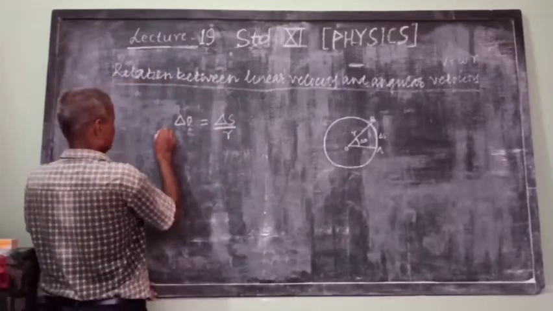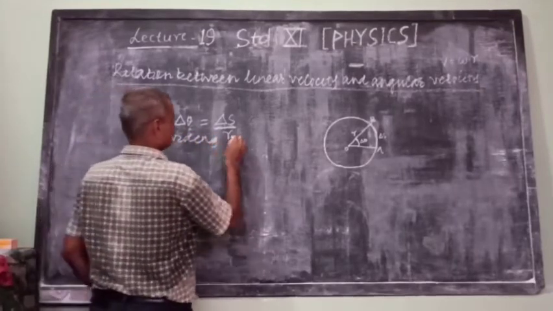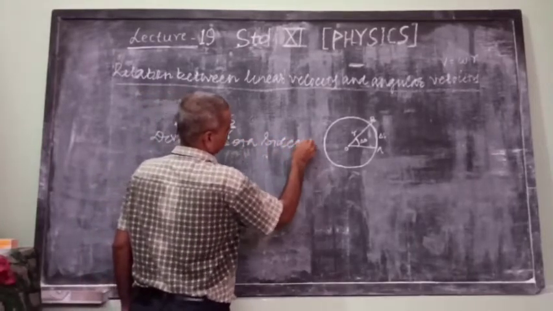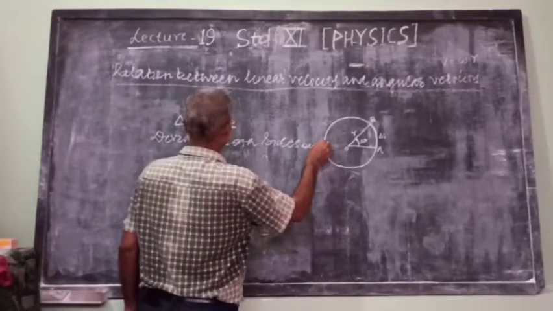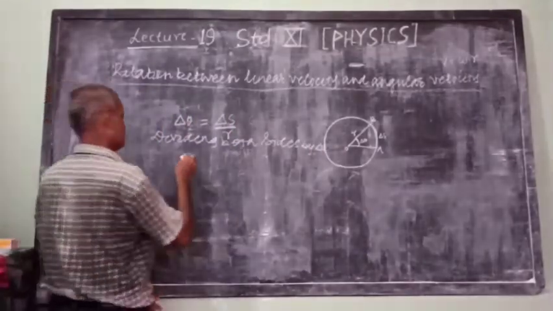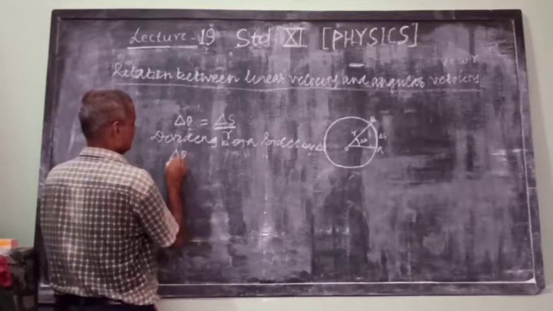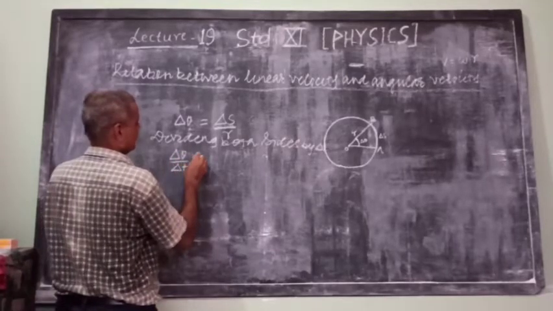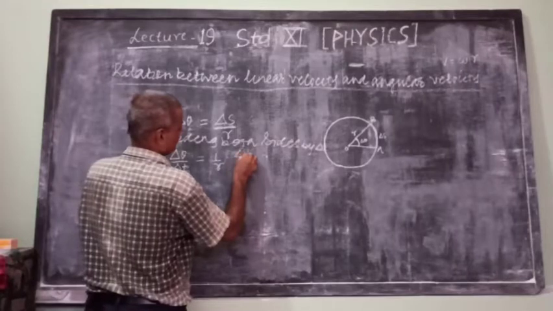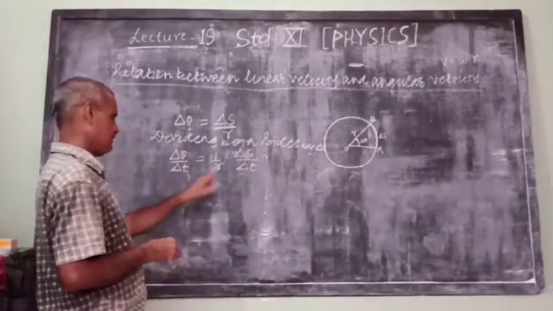Now dividing both sides by delta t. Delta t is the time taken to move from A to B. This will be delta theta by delta t, and this will be 1 by r into delta s by delta t.